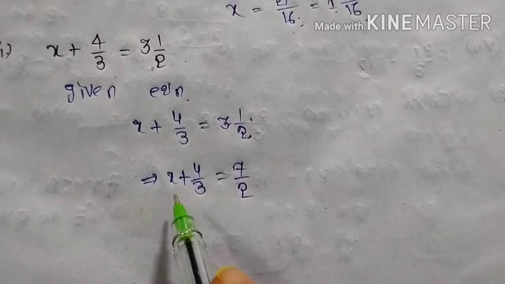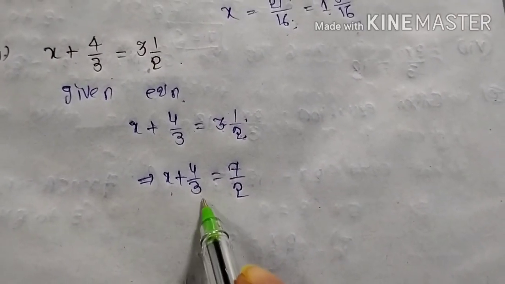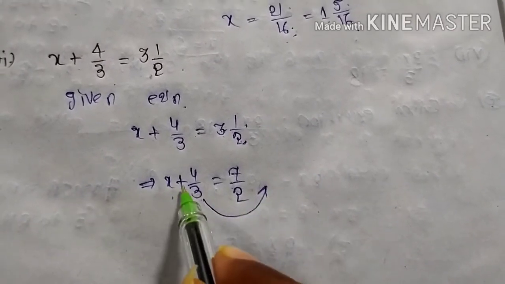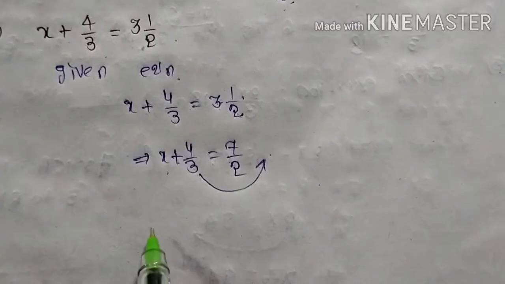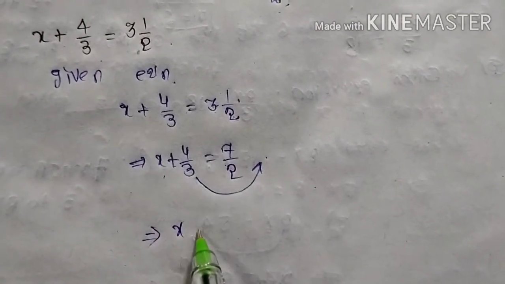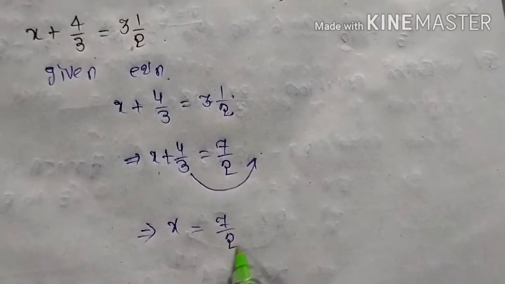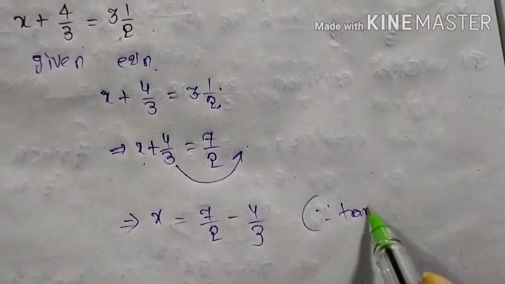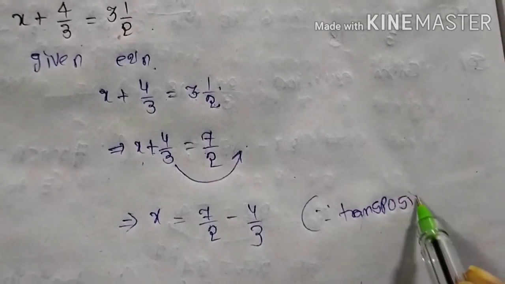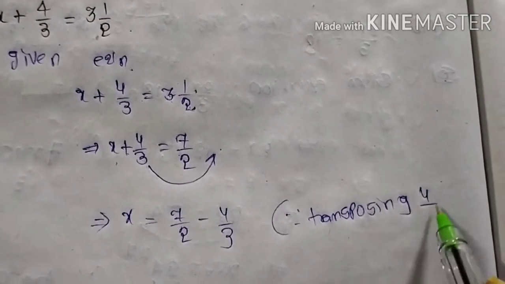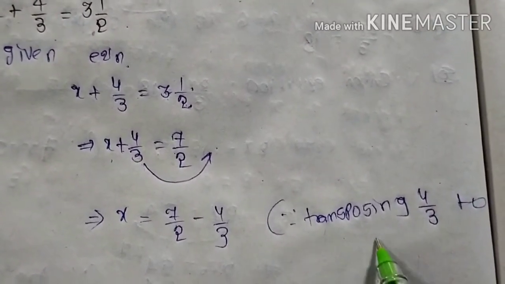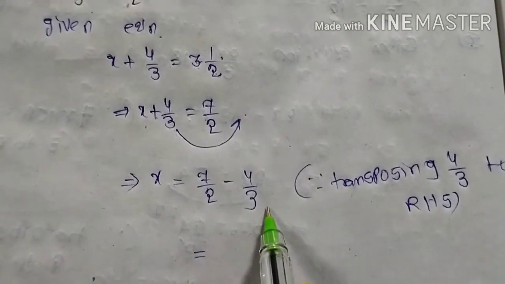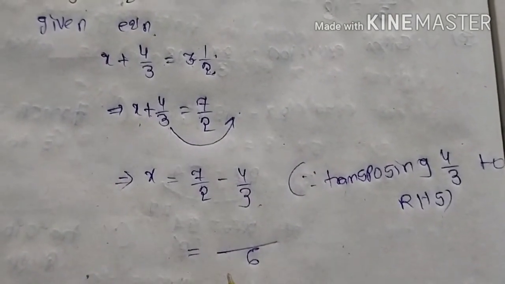We need to find only x value. Yes or no? So can I transpose 4 by 3 to RHS? Yes or no? If I am transposing 4 by 3 to RHS, it will become plus to minus or not? Yes, that means here x is equal to 7 by 2 minus 4 by 3. In the brackets, you can write here transposing 4 by 3 to RHS. See here, what is the LCM of 2 and 3? 6 or not? You can write here 2 and 3 is 6 only.